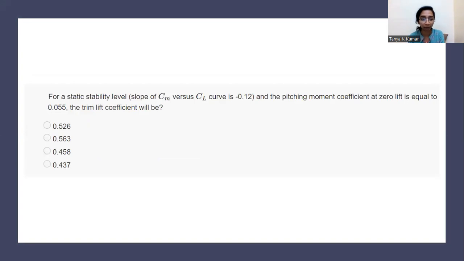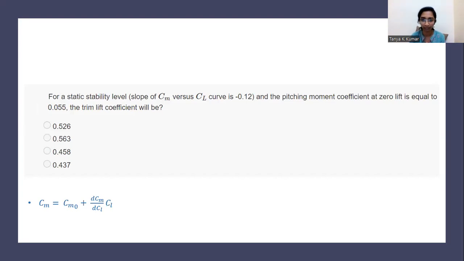So for a static stability level, the slope of Cm versus CL, a CL alpha is given to us, and the pitching moment at zero lift is also given to us. They've asked us to find the trim lift coefficient. So the equation used to solve this question is this. Now, how did this equation come about?